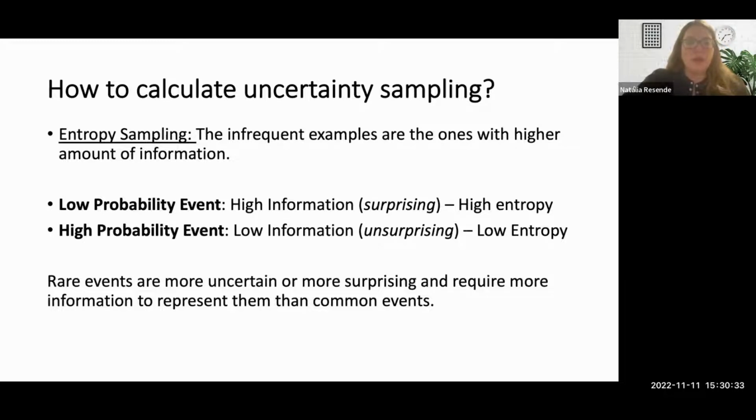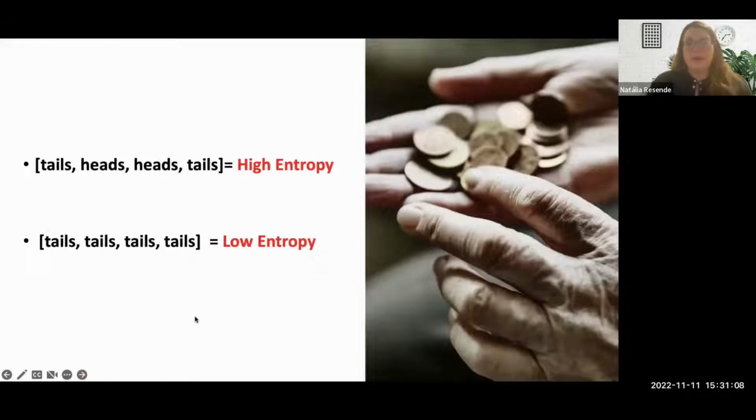Examples with low information, or unsurprising examples, or frequent examples, are the ones with low entropy scores. So rare events are more uncertain or more surprising and thus require more information to represent than common events. So this is the main concept involving entropy. Does that make sense for you? Any questions about entropy? No? Okay.